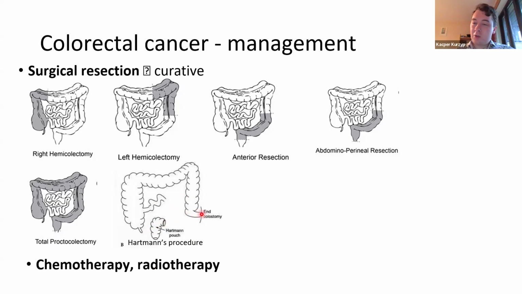You don't reconnect the two ends, you don't anastomose. You leave the rectal stump, you suture it shut, you bring out the remaining bowel as an end colostomy, and you leave it for the patient to recover, and you can attempt to re-anastomose the two ends at a later date when the patient is no longer acutely unwell. If the patient is not a candidate for surgery, you can try chemotherapy and radiotherapy to control the cancer spread.